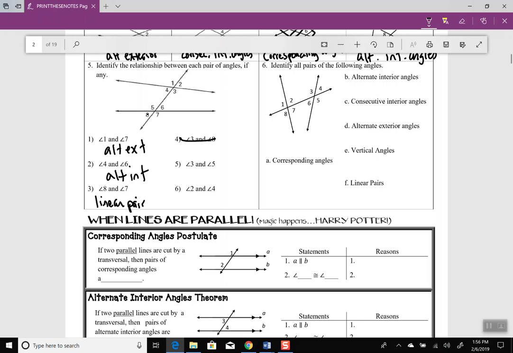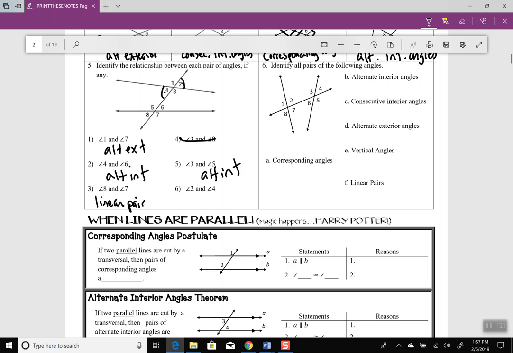And then 3 and 5, here's 3, here's 5, again, alternate interior. And then angle 2 and angle 4, here's angle 2, angle 4. You have to be careful. There's nothing that says that these two angles are going to add up to 180. However, they are vertical angles, they are going to be equal.